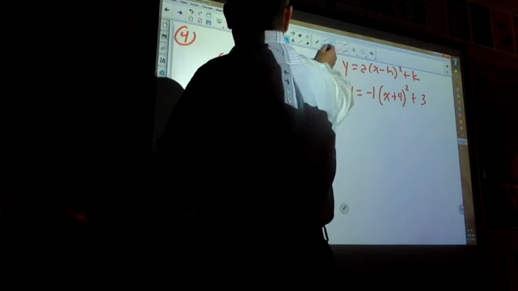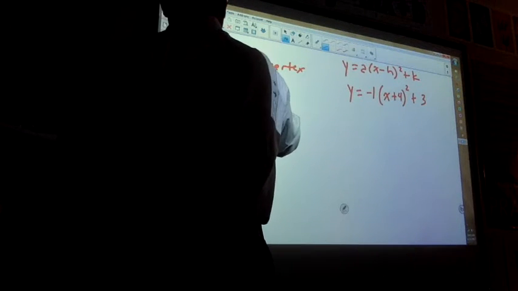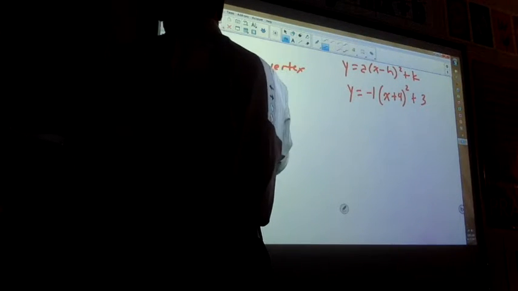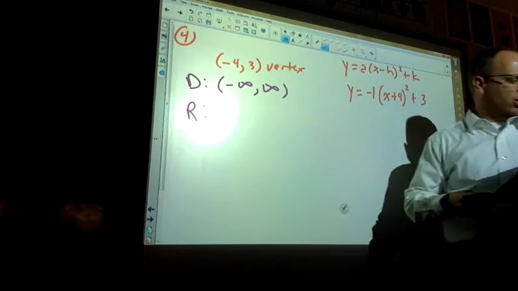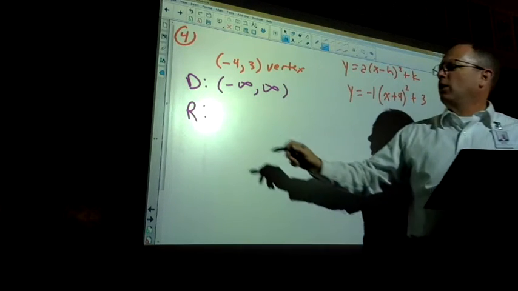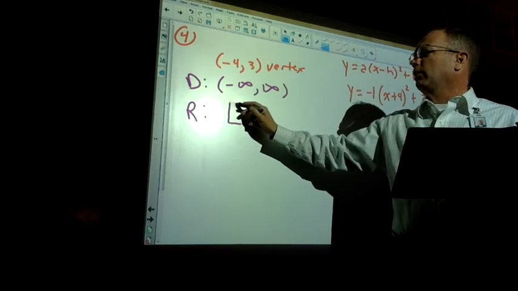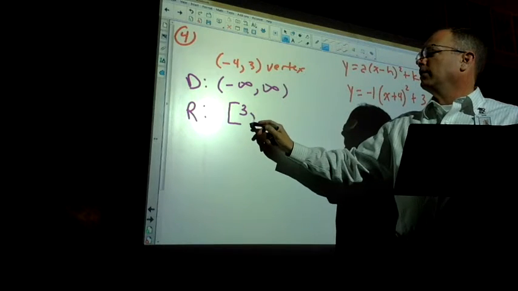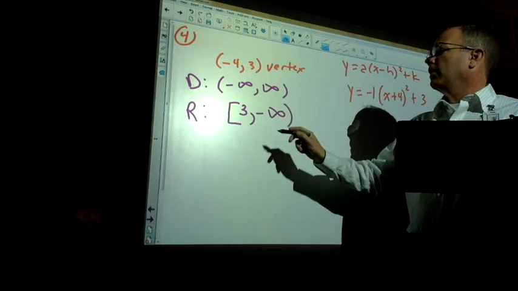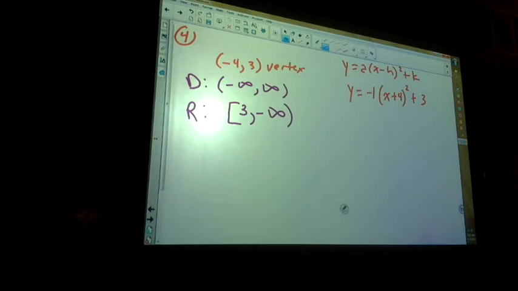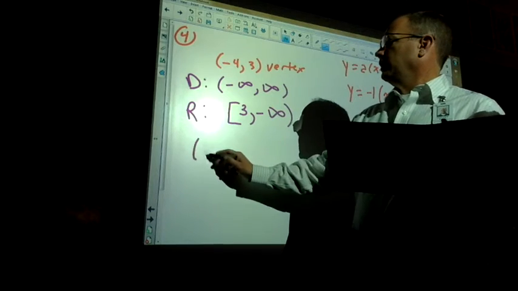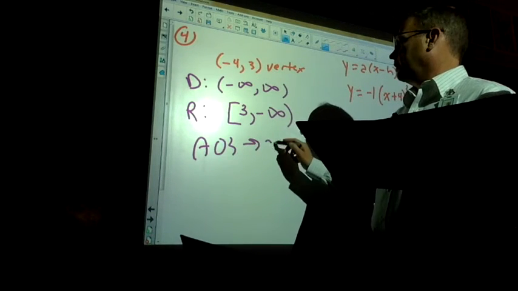So, all domains for parabolas in this class are negative infinity to positive infinity. My range, hang on. It goes from negative infinity up to and including 3, so a square bracket at 3. I'd take either. There are no roots. The axis of symmetry is x equals -4.